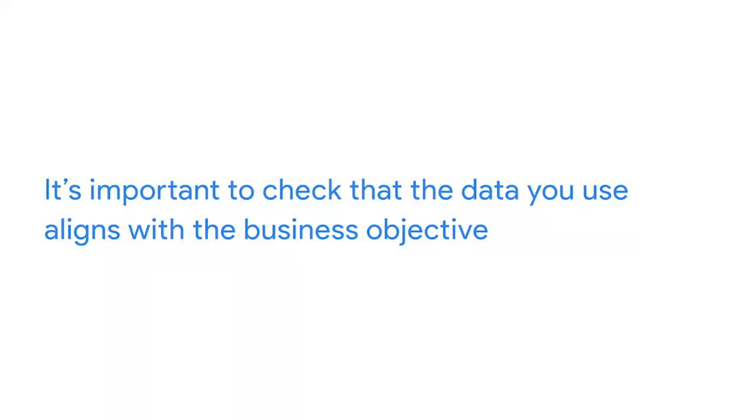It's also important to check that the data you use aligns with the business objective. This adds another layer to the maintenance of data integrity because the data you're using might have limitations that you'll need to deal with. The process of matching data to business objectives can actually be pretty straightforward.